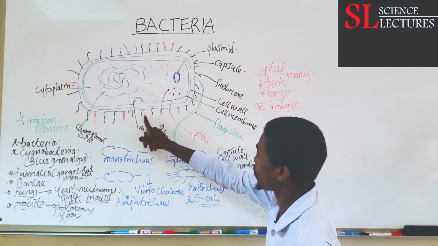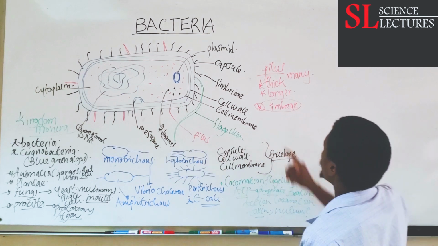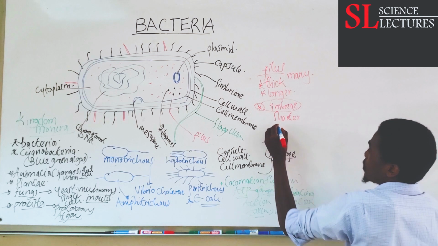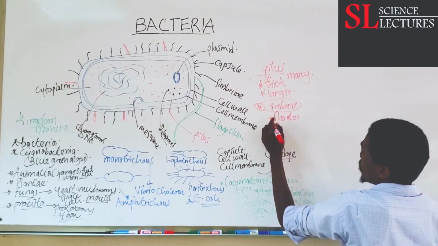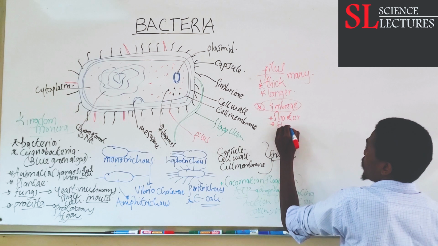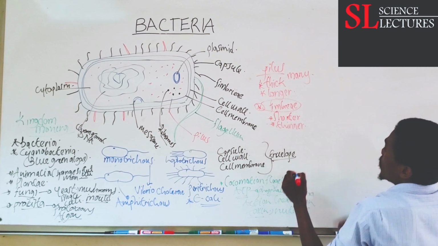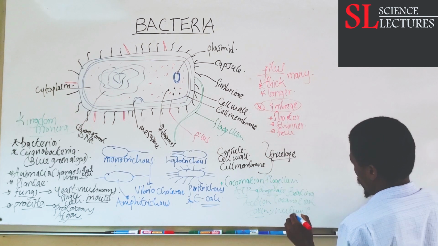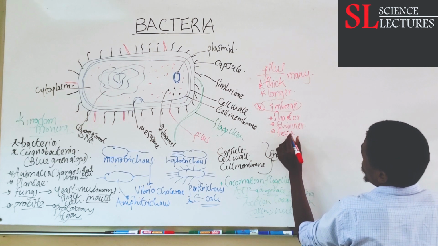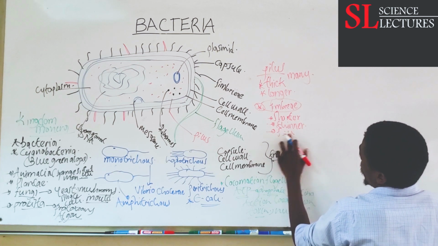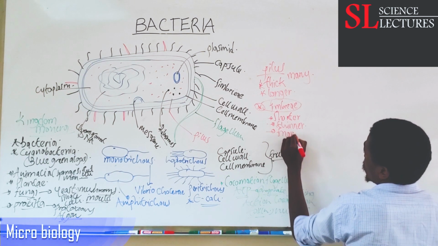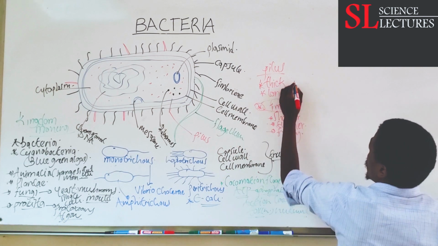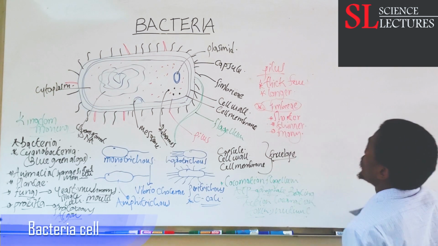If we have a look at our fimbriae, the black ones, our fimbriae are short. They are shorter as compared to the pili. They are thinner. They are not thick. Then finally, they are many as compared to the pili. The fimbriae are many. Then that means the pili are few. The one in red, they are few.